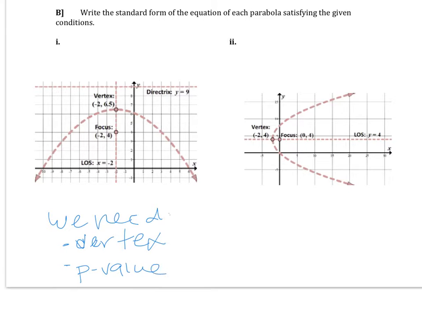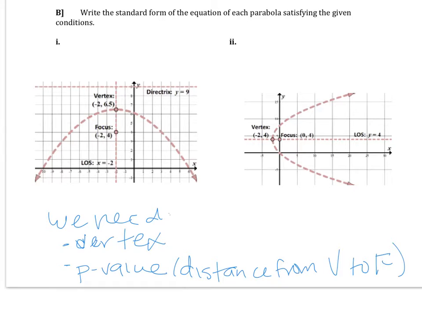And again, I want to reiterate, the p-value is the distance from vertex to focus. I'm just going to abbreviate that by V and F. Right, so the p-value is the distance from the vertex to the focus. So that's all we really need, and we also need to determine whether we're squaring x or squaring y, right, and the positive or negative of that.